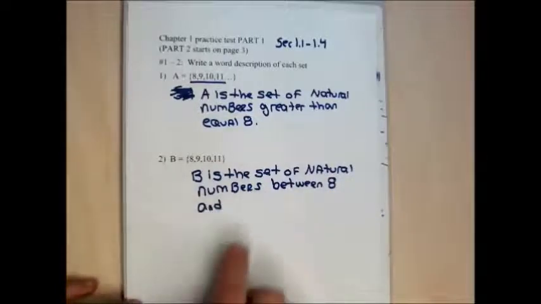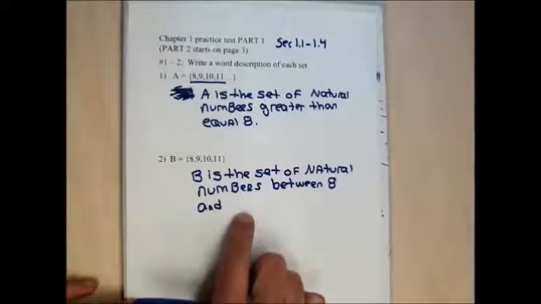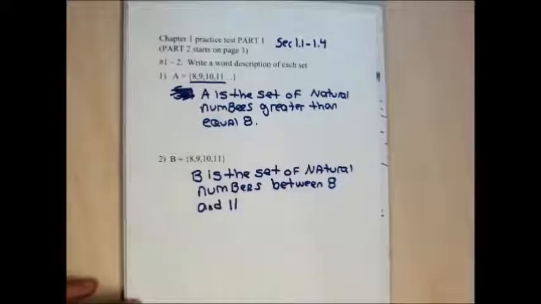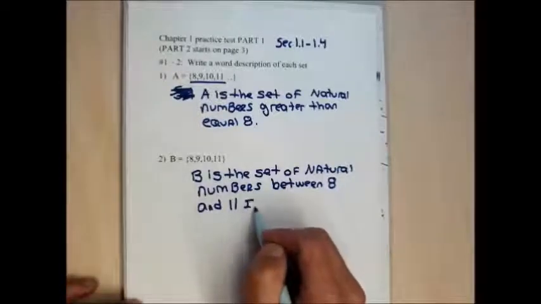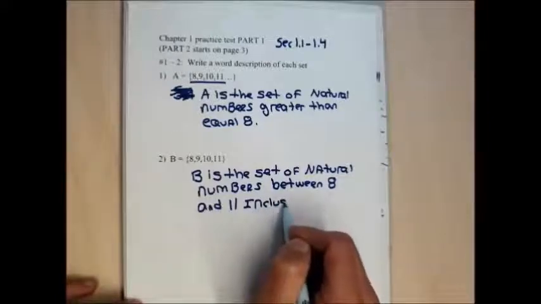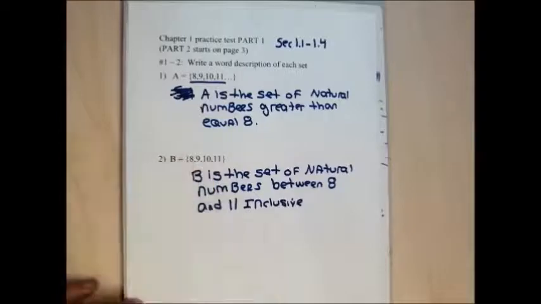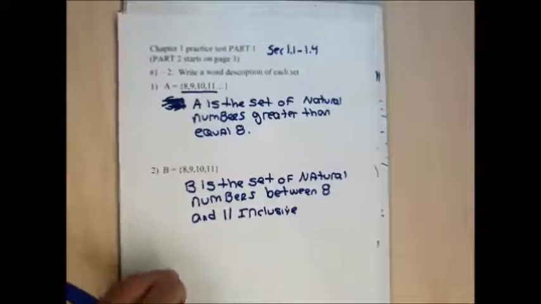And, of course, we have to put one more word to make sure that we're counting the 8 and the 11 and not excluding the 8 and 11, and that's the word inclusive. Generally, when I'm asked to do a word description, when we have a set that has a highest and lowest number, I use exactly this sort of word description. Again, if you have a different answer, that doesn't mean it's not correct. Just show it to me if you're not sure whether it's correct or not.